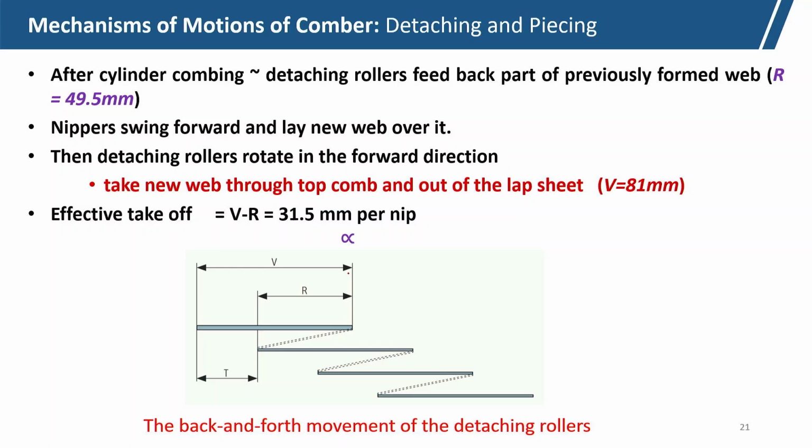This is actually the negative, that is the backward motion, and here the initial portion will be the fast forward and then the slow forward motion. So, that way we will get the whole distance, which consists of the fast forward initially and the slow forward, and effectively, with that example, at every nip the effective takeoff will be 31.5 millimeter.